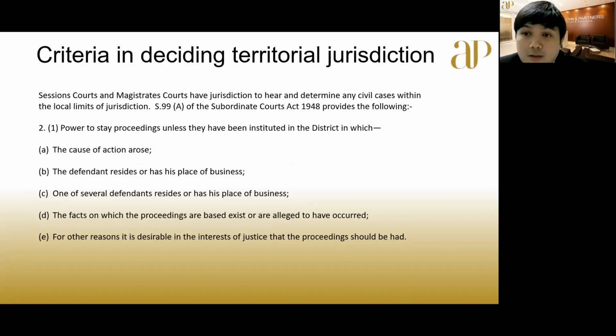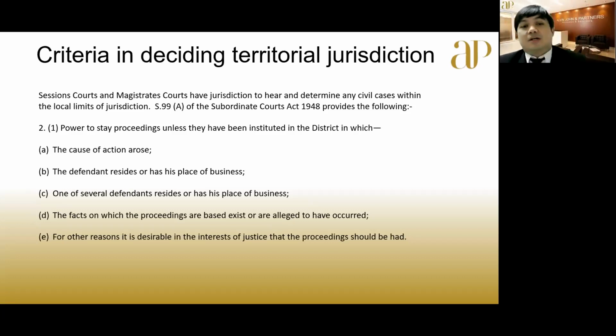So the next question is, which court do you sue at? That's a very important question as well, because in many cases your suit might be at the wrong court. An example would be the courts in Petaling Jaya and Shah Alam. They are in the same state, but in different districts. So which court do you go to? Do you go to Petaling Jaya or do you go to Shah Alam? This would clear things up. Section 99A of the Subordinate Courts Act 1948 basically provides the issues to be determined when deciding where you are supposed to sue.